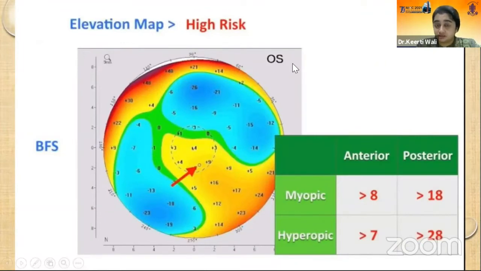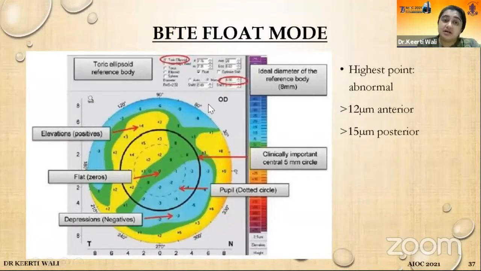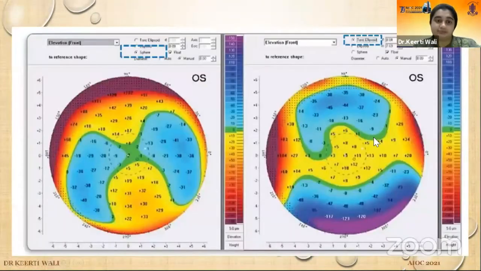And elevation maps are considered to be high risk if, on the best fit sphere float mode in a myopic patient, the anterior elevation points are more than 8 and the posterior elevation points are more than 18 microns. And in hyperopic, if the anterior is more than 7 microns and posteriorly more than 28 microns. The same thing applies to the best fit toric ellipsoid float mode, but the values change. If anteriorly it is more than 12 microns and posteriorly more than 15 microns, it is high risk.